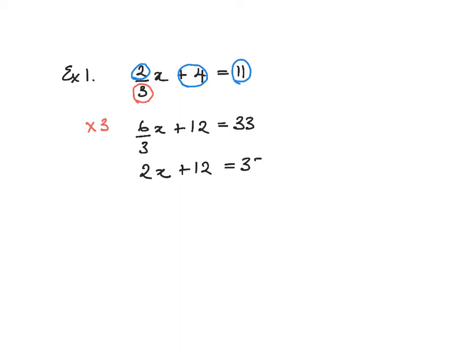equals 33. You can solve this equation by subtracting 12 from both sides. 33 take away 12 is 21, and we have 2x on the left hand side. Divide by 2, x equals 21 over 2. We don't need to reach for a calculator or write that as a decimal, we can leave it as a fraction.